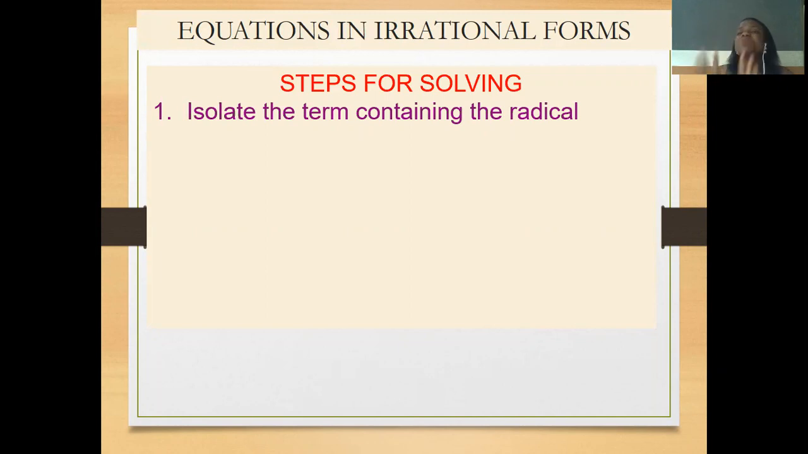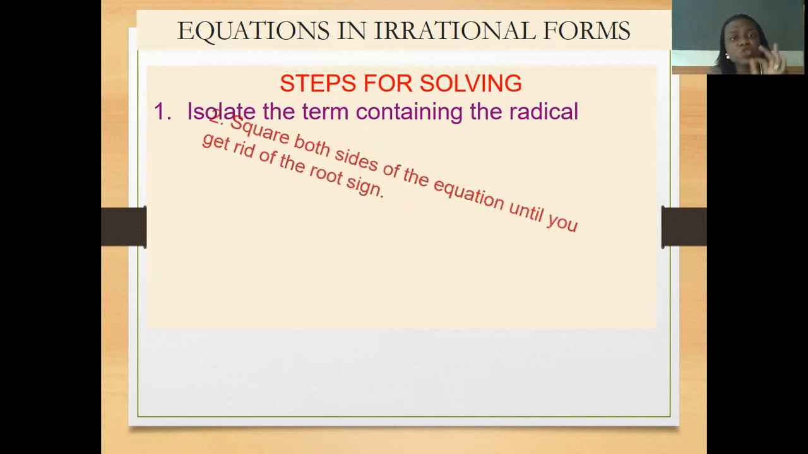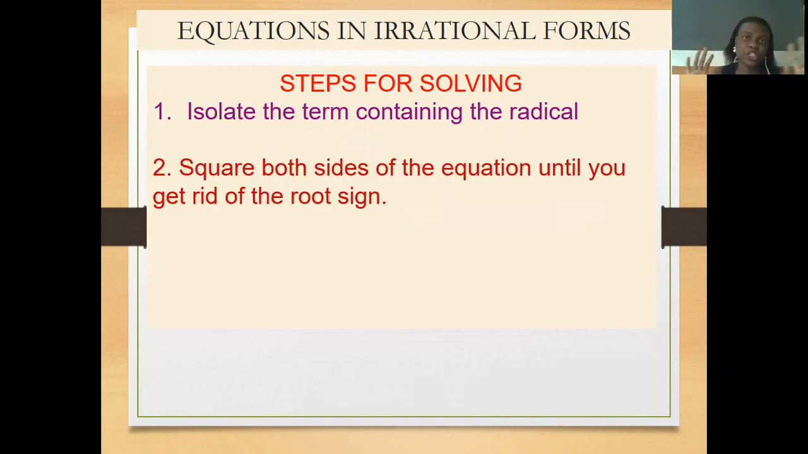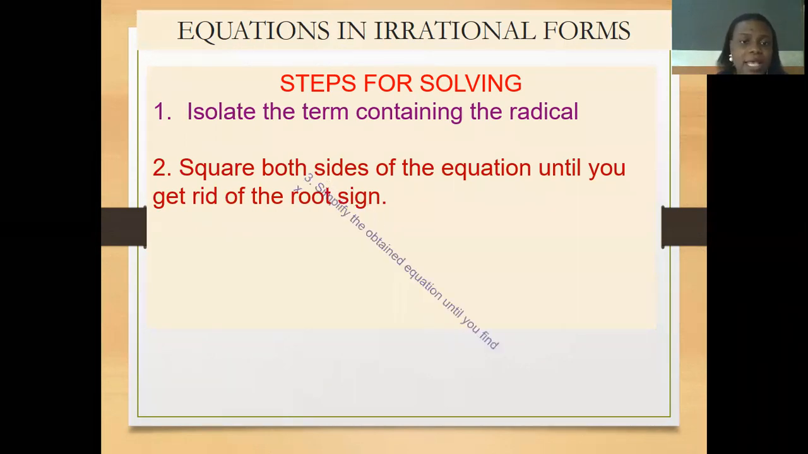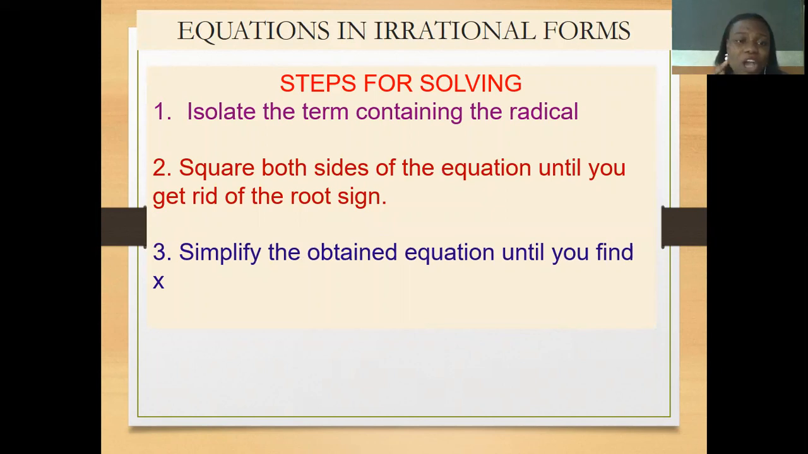So isolate it. Remove every other thing that is rational, and put the term with the radical on one side. Then once you've been able to do that, square both sides of the equation, the left side and the right side. Keep doing that until you are rid of the root sign. Then simplify the obtained equation until you find x. Keep simplifying as much as you can until you get the value of x.